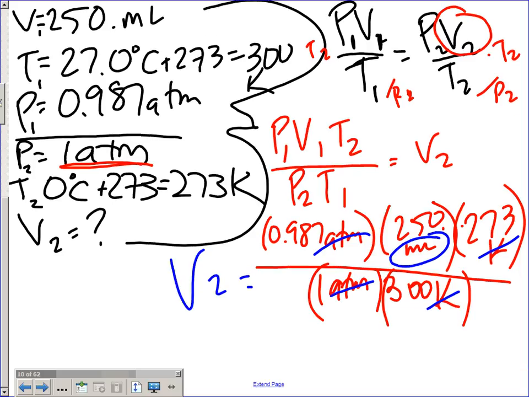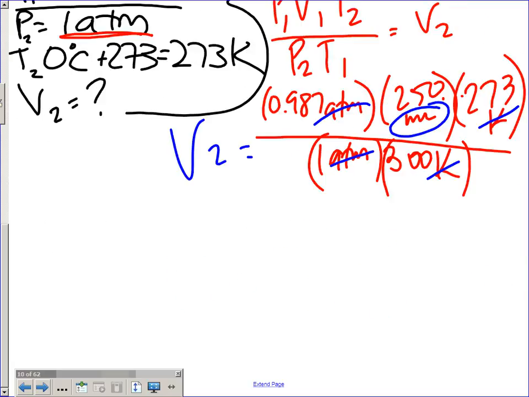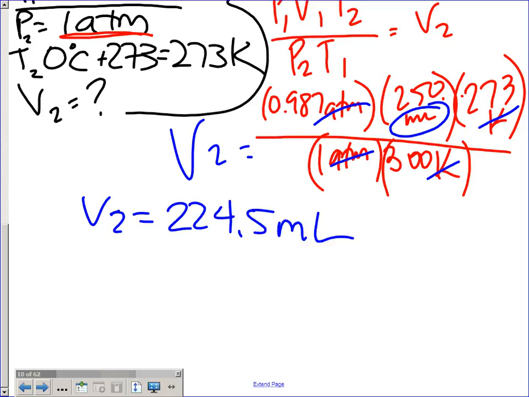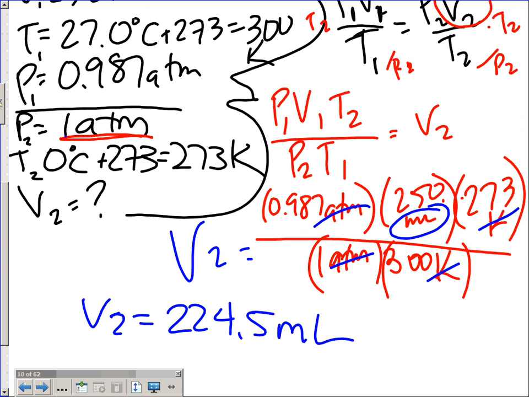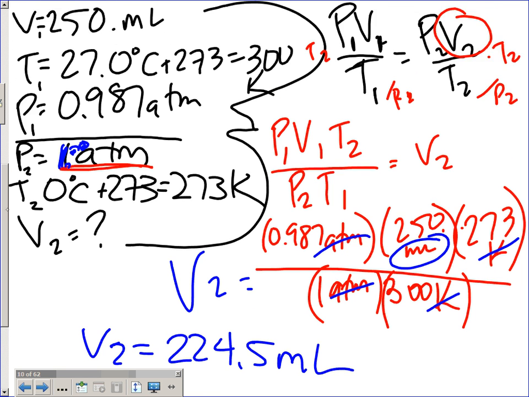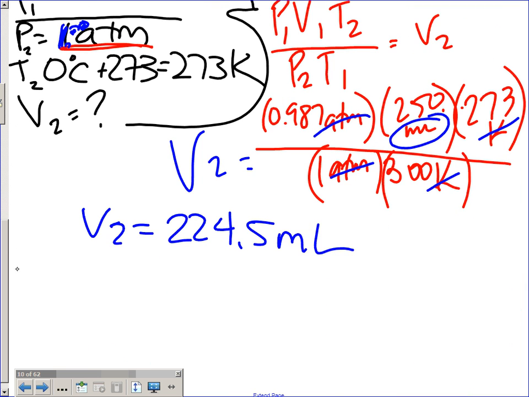Anybody? 225? And you would then do what with that though? So yeah, you would sig fig it, but this right here is 1.00, by the way. Usually the constants don't limit you. That's 1.00 if you're confused. So you're like, well, there's only one sig fig. There's not. It's 1.00. And yeah, 3 sig figs should win. So what's my final?